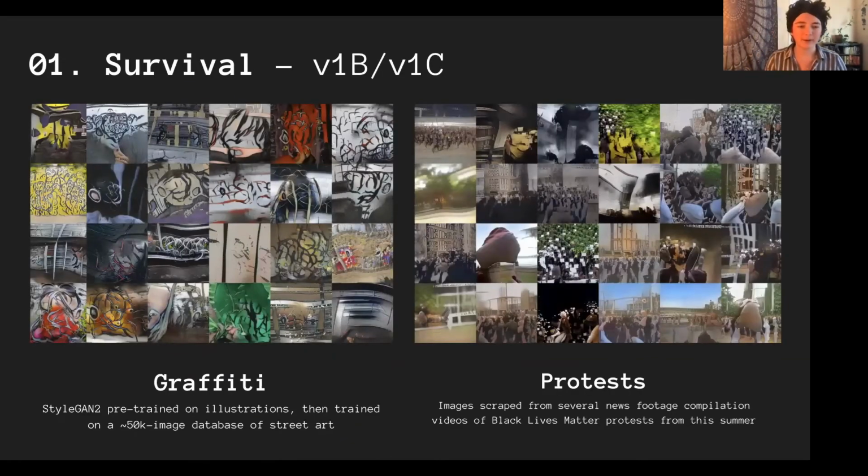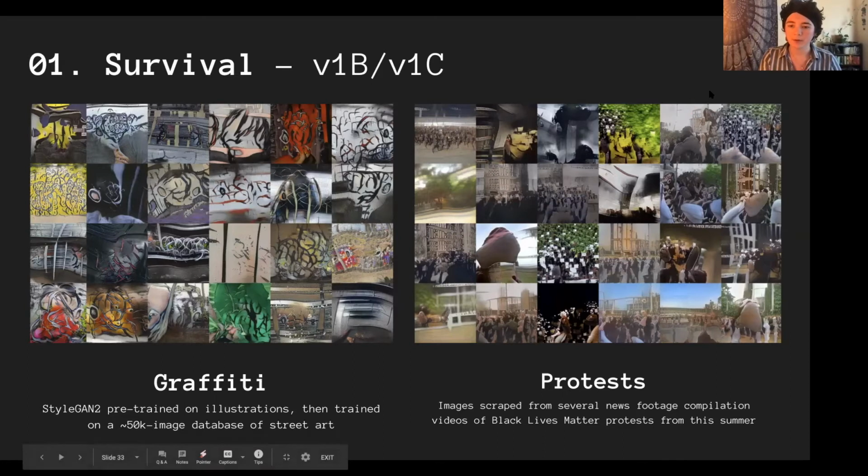So then we tried a couple other experiments. On the left, this one is a graffiti database that Runway ML has. Another one that didn't quite get at the importance of the words that were in the training data. The one on the right is images scraped from several news footage videos of the Black Lives Matter protests this summer. You know, it's from this summer because you can see masks popping up in some locations. And also you can see the posters that were being held up by people.